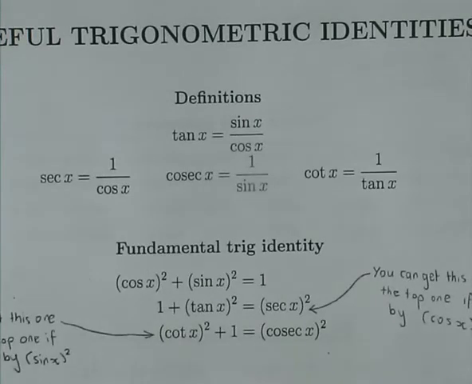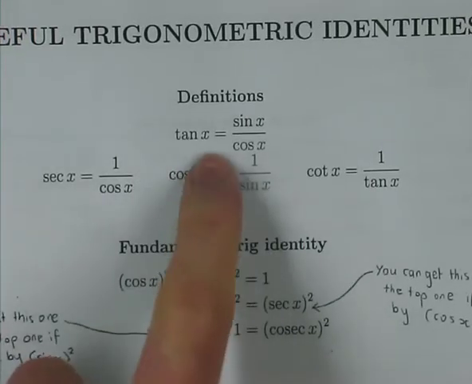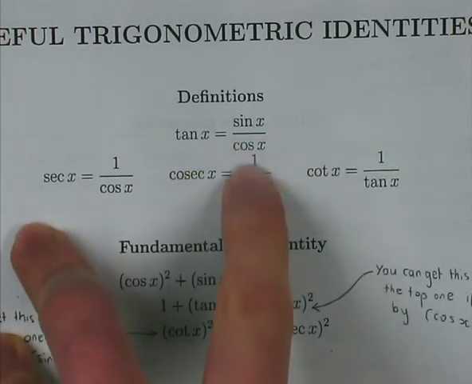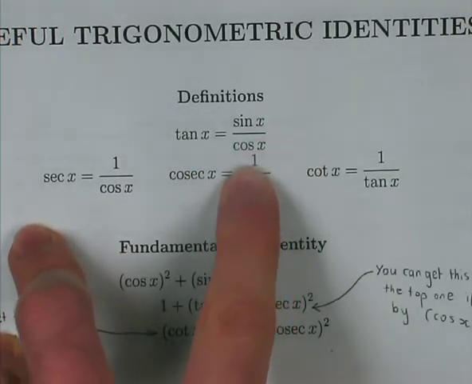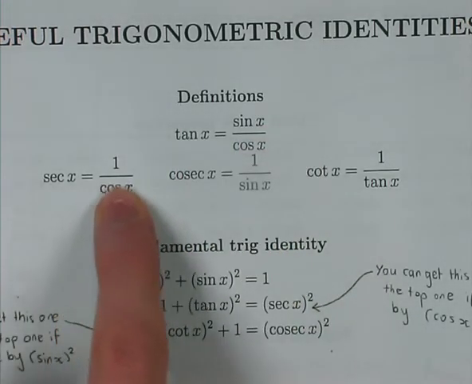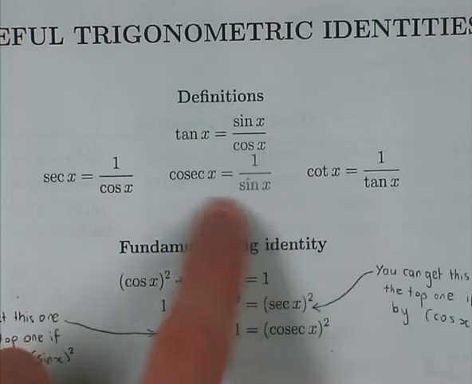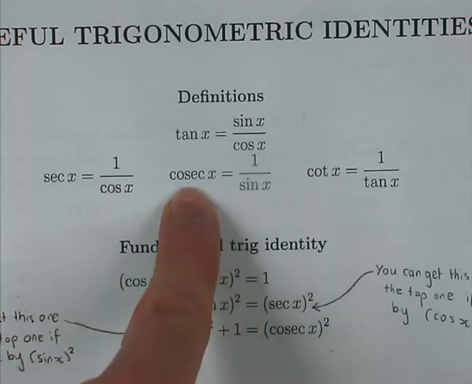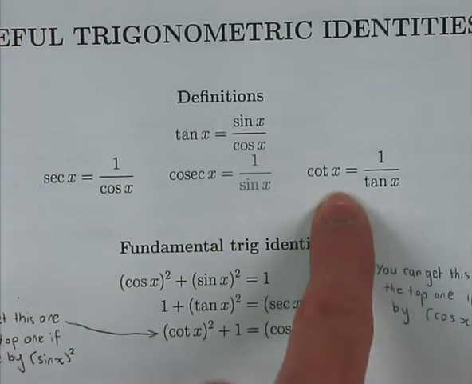You've got sine and cos, they're your basics. Tan is sine divided by cos. That's your most basic trig identity. Sec is one over cos. Cosec is one over sine. Your lecturer probably writes it as just CSC. Cot is one over tan.